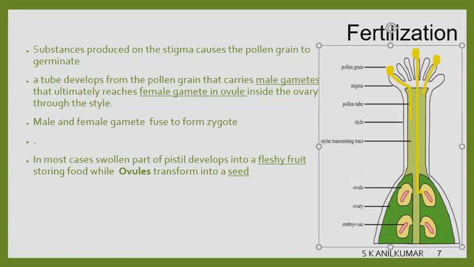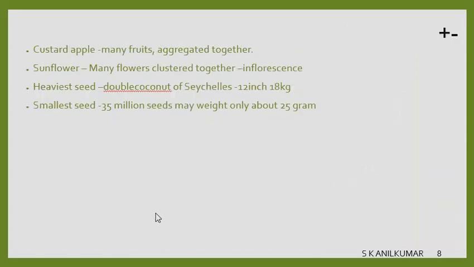So this is how fertilization in plants happens. Pollination plus fertilization together is required for seed and fruit formation. If you look at custard apple, it is many fruits aggregated together, it is not one fruit. If you look at sunflower, it is many flowers clustered together, it is not one flower. This is called inflorescence.